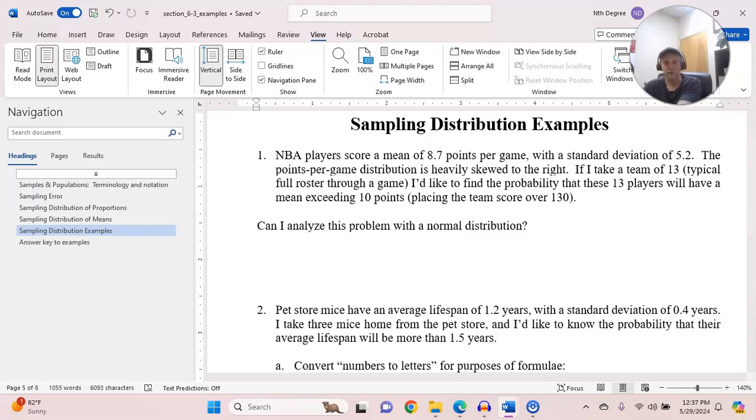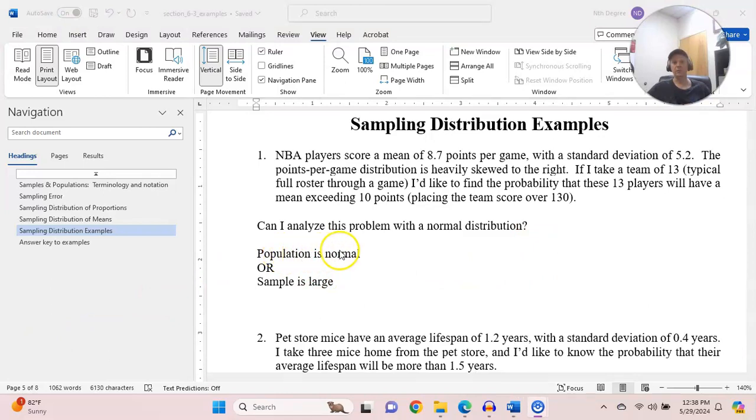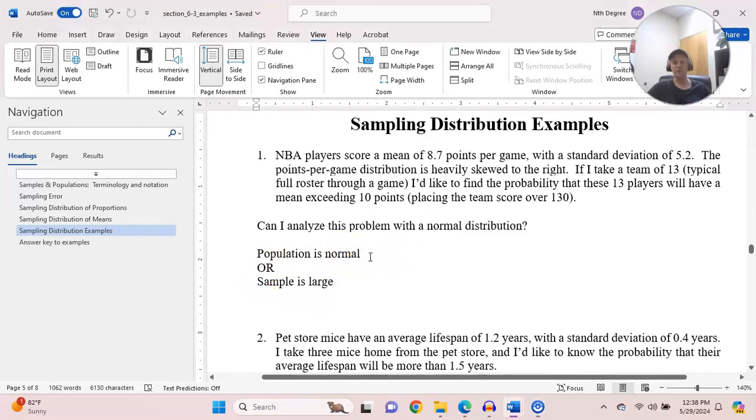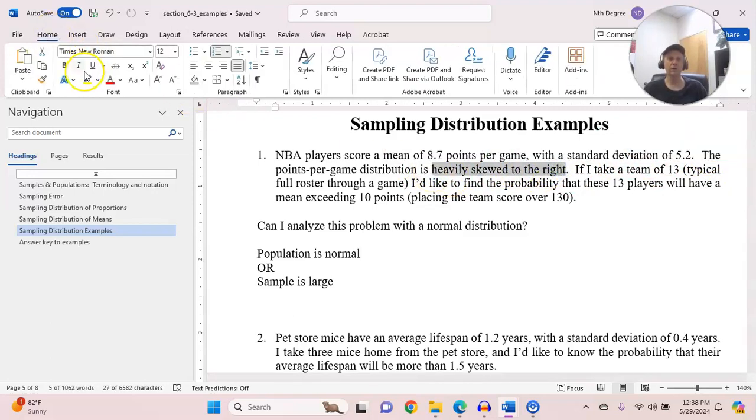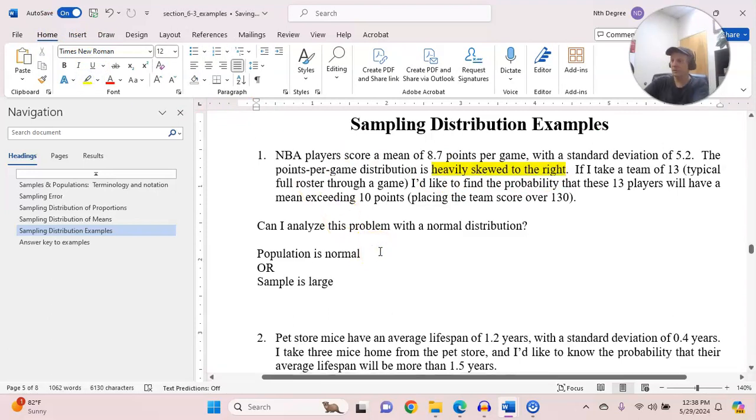If you look at your lecture outline, you'll find that it will be a normal shape as long as one of the following conditions applies: if the parent population has a normal shape, or if the sample is large, meaning at least 30. So let's go through these requirements one at a time. Is the parent population normally distributed? And do you remember what we said about that distribution up here? We said the points per game distribution is heavily skewed to the right. Aha. That's not normal. Normal is symmetric. So for that reason, no, the population does not have a normal shape.